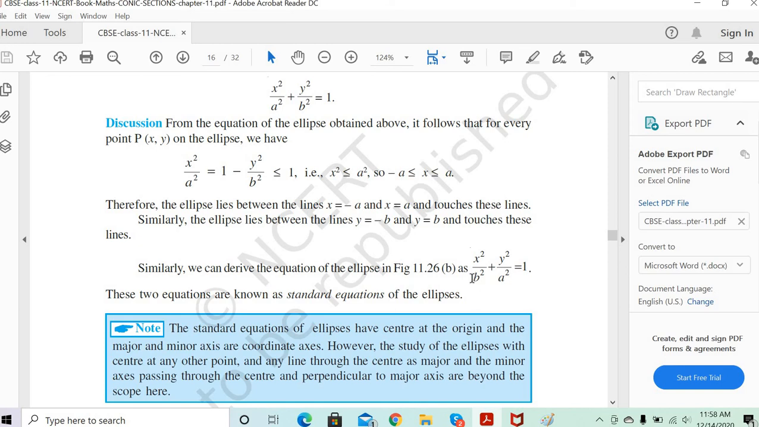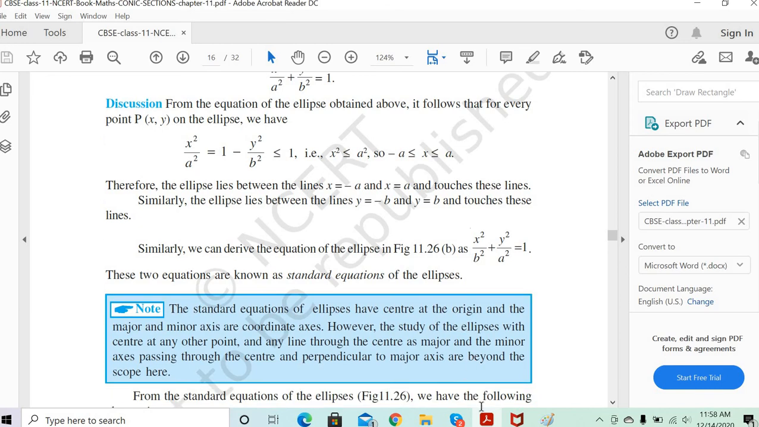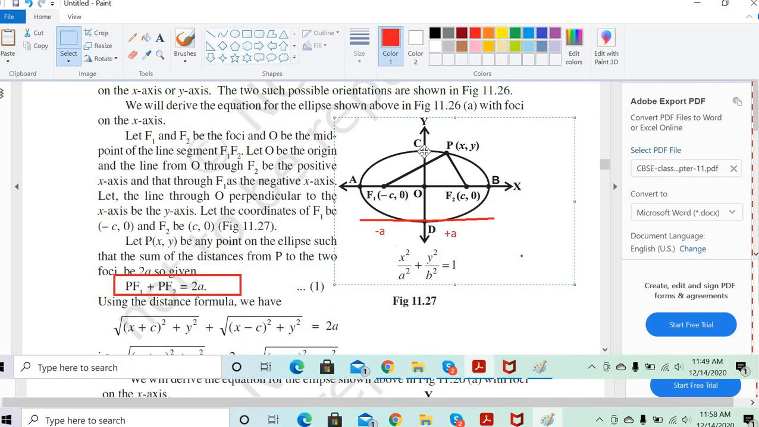Now in this case, x is less than any point. So basically, any point on the parabola will have the coordinate x comma y. So x will always be greater than or equal to minus a, and less than or equal to a, because point A and point B also satisfy the equation of the ellipse. So A is minus a comma 0, B is a comma 0. They also lie on the ellipse. So that's why the less than or equal to and greater than or equal to signs are coming. Clear? Yes, sir. Clear. Perfect.